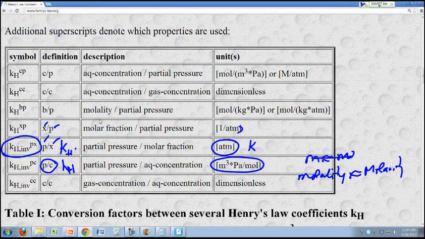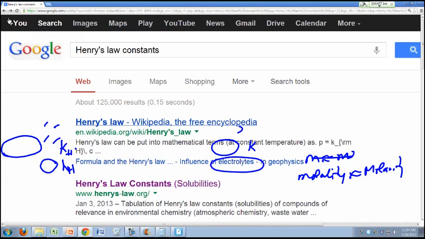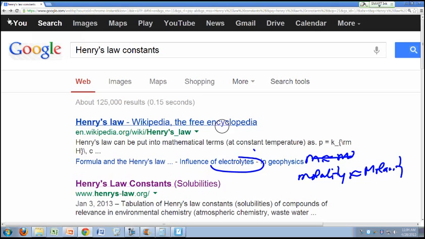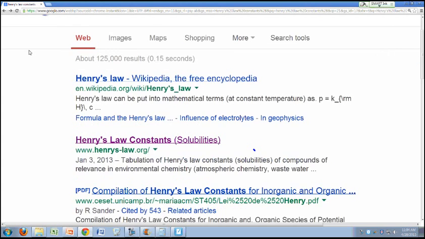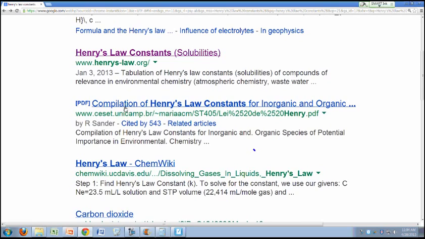All right. And let's see some other websites where you might find some information on Henry's law. Henry's law constants. There's one right here.